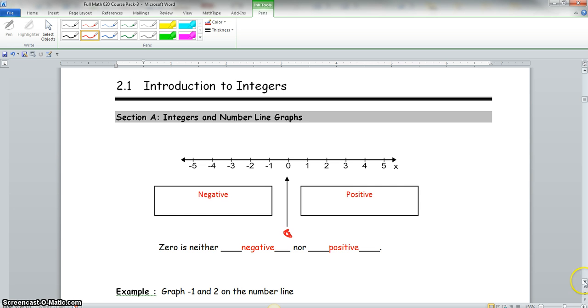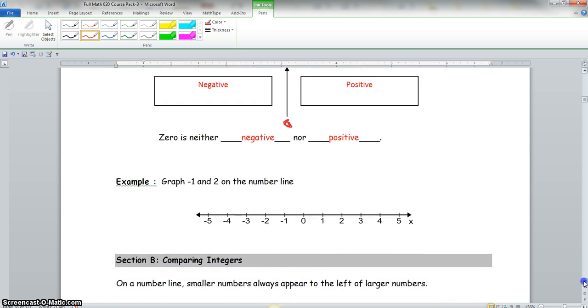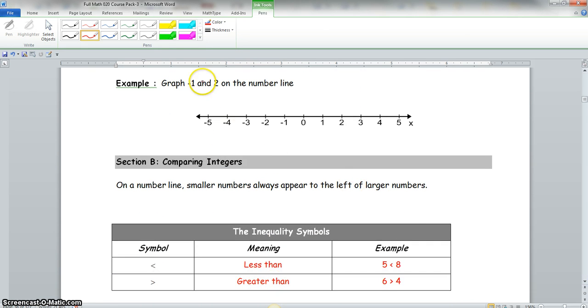Okay, now we scroll down here. It says graph -1 and 2 on the number line. So what we would do is we would go on the number line and find -1, which is here, and we will put a point here at -1, and then for 2 we will put a point at 2 as well.